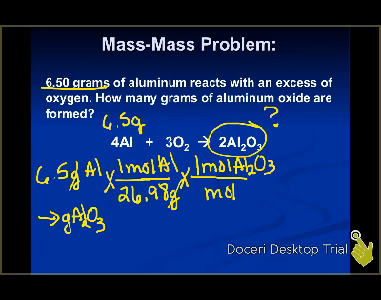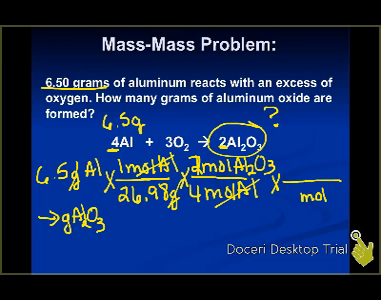So now we look at the balanced equation. The number in front of aluminum is 4. The number in front of aluminum oxide is 2. So we have a 2 to 4 ratio. Okay, so this cancels out this. We're left with moles of aluminum oxide. That's not what we want. We want grams. So we have to do another conversion factor. Again, we're going to put what we want over what we have. We have moles of aluminum oxide.